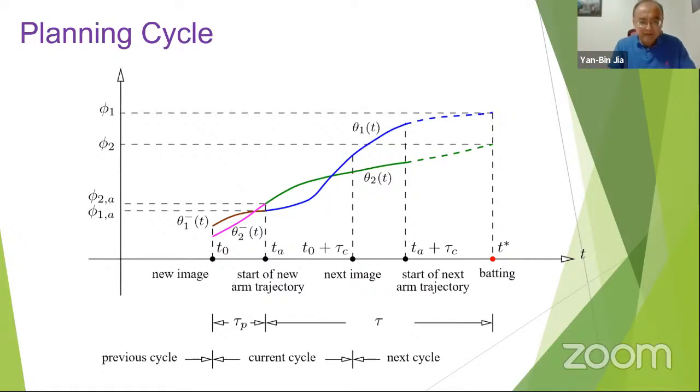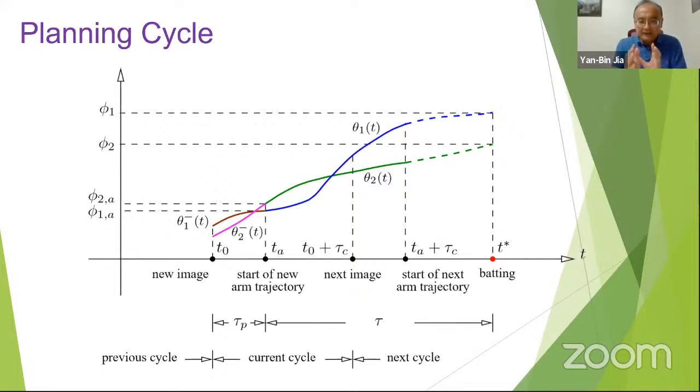Every frame represents a cycle. So a cycle starts when a new image frame is taken. At this moment, though, the robot arm is still following the old trajectory. But now, with the new image taken, there is image processing, feature extraction, state estimation, and then the planning.